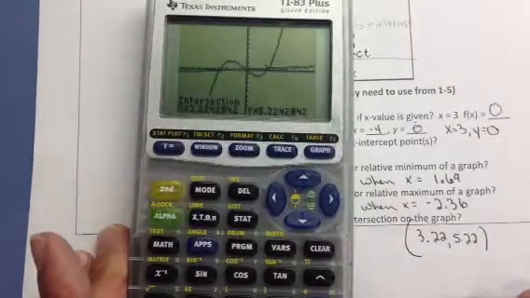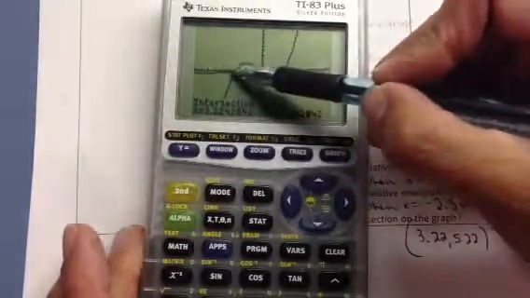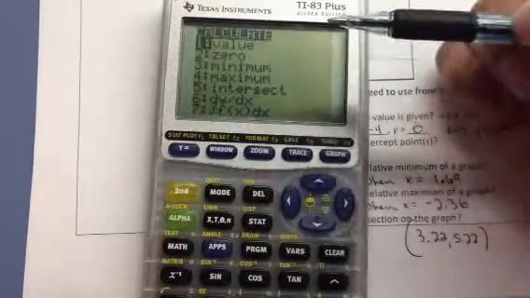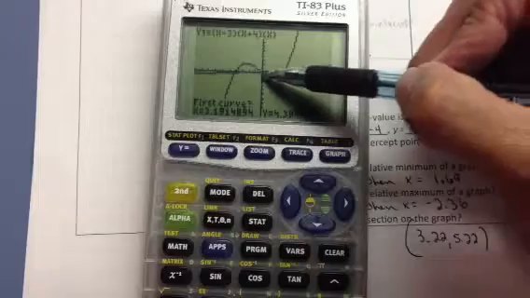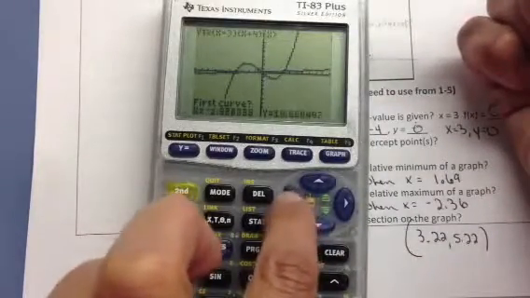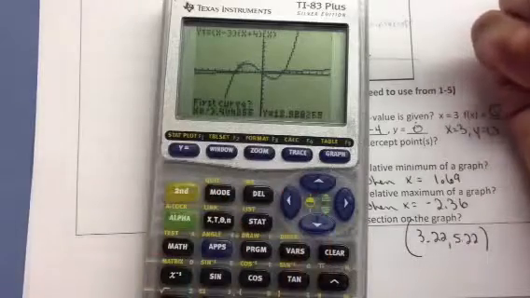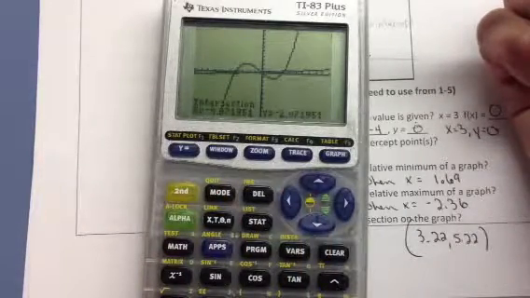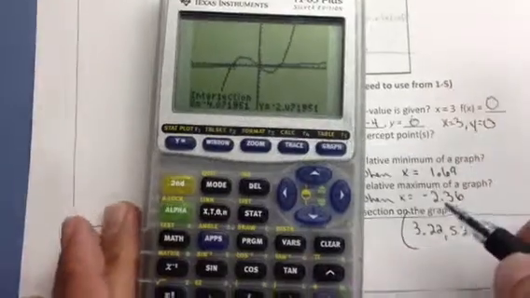And then there's the other one over here. So I'm going to go back to second trace, and I'm going to choose intersect. And this time I just got to use my cursor, get it more over to this side. Closer. No, that's good. And then again, just hit enter for first curve, enter for second curve, enter for guess, and there's the other one.